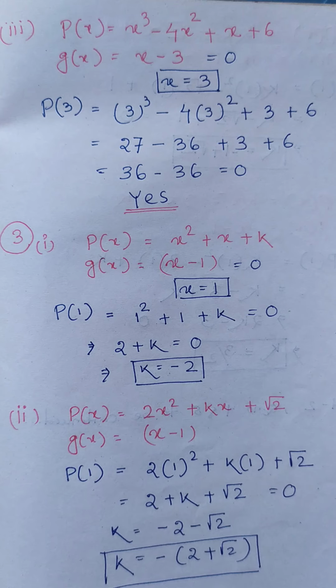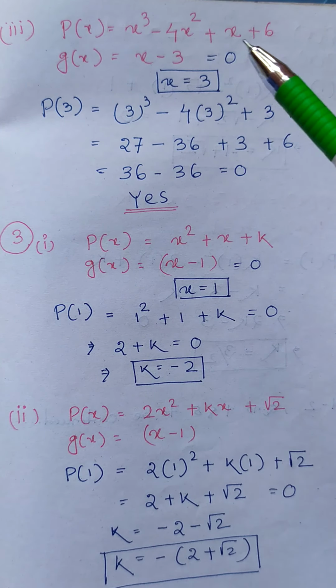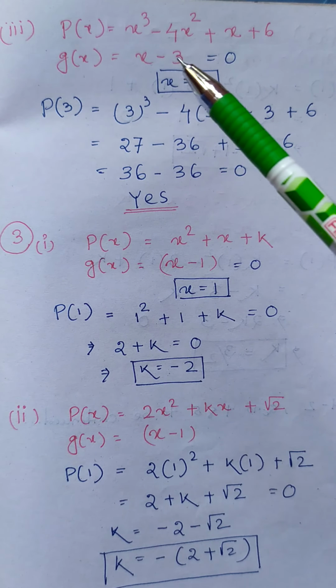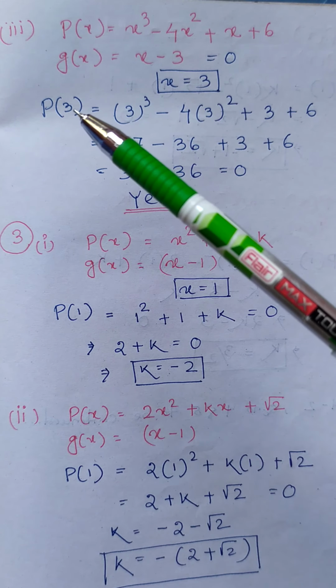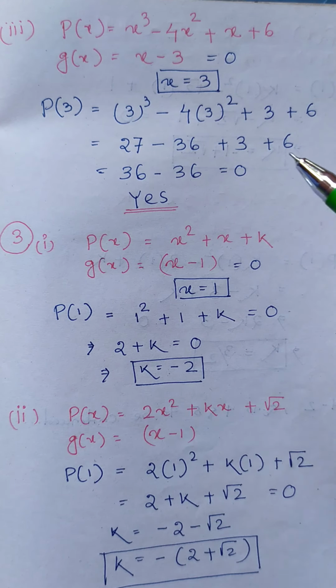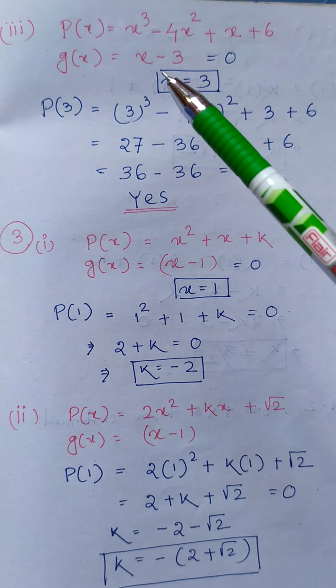Coming to part 3, p of x is given as x cube minus 4x square plus x plus 6, where g of x is equal to x minus 3. So x minus 3 is equal to 0. We got x as 3. Now putting x as 3 in p of x, we will get a value which is equal to 0. So x minus 3 is a factor of p of x, or g of x is a factor of p of x.